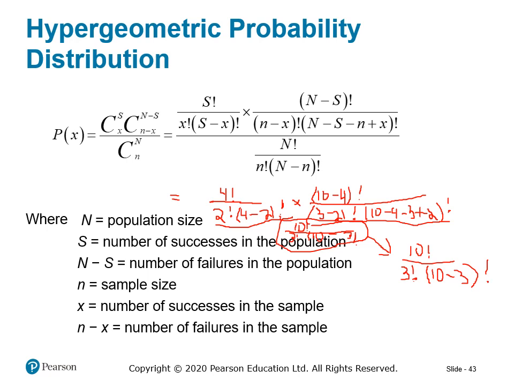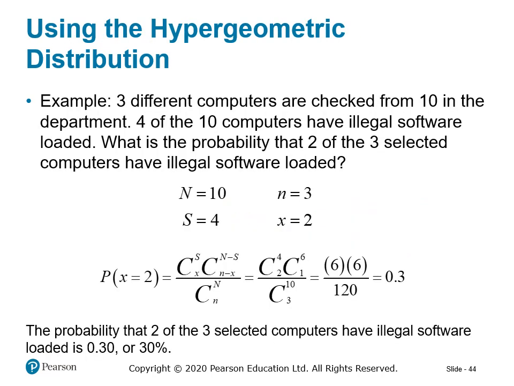And basically you can do all the calculus. So I have 4 factorial over 2 factorial times 4 minus 2, which is 2 factorial, 2 factorial times 2 factorial, which is 2 and 2, 4, or 4 factorial. Here I have 6 factorial over 1 factorial times 10 minus 4, which gives me 6, minus 3 gives me 3, plus 2 gives me 5 factorial. I do all that, over 10 factorial over 3 factorial times 7 factorial. 10 minus 3 is 7. So this is basically what I was doing.